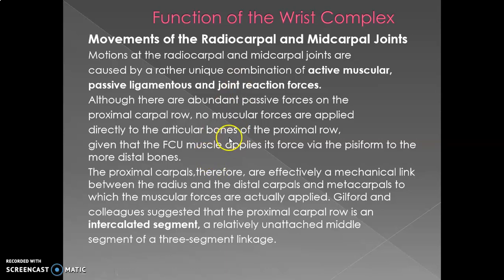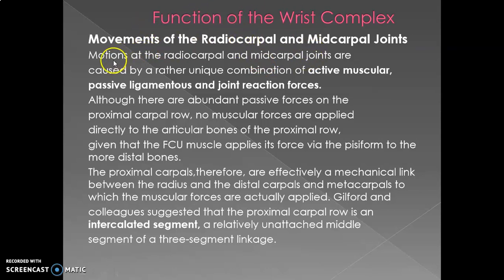So in the functions of the wrist complex, we will be looking into the movements of the radiocarpal and midcarpal joints. Already we have studied the structure, the ligaments and the important ligaments of the radiocarpal as well as the midcarpal joints, and also the important muscles which are crossing, namely the FCU.